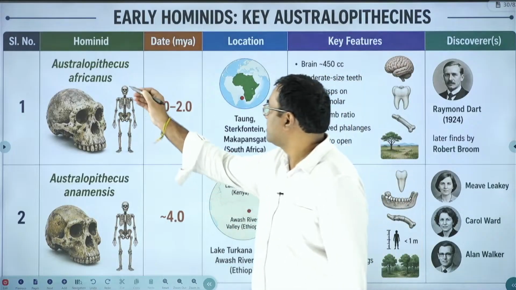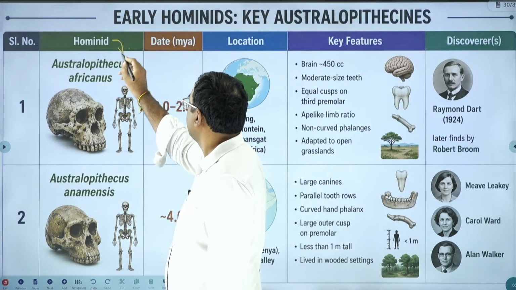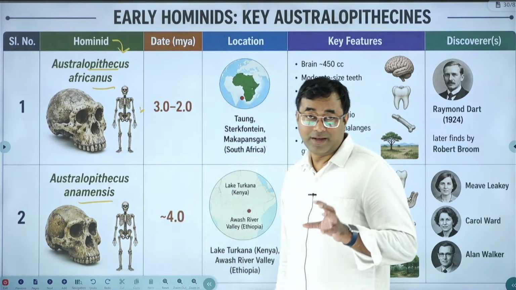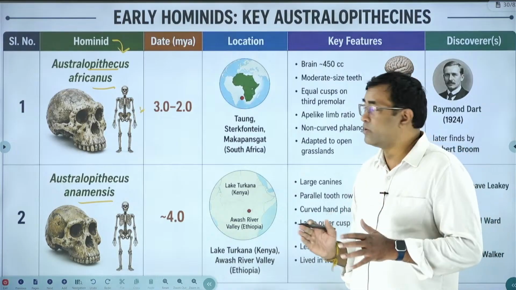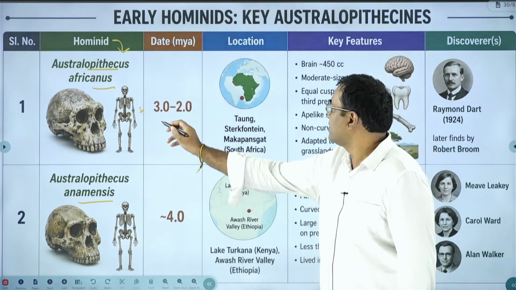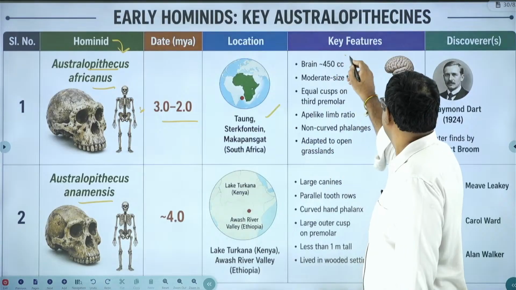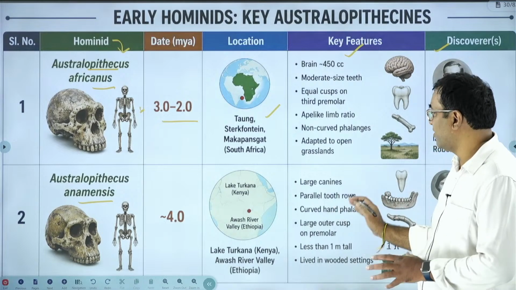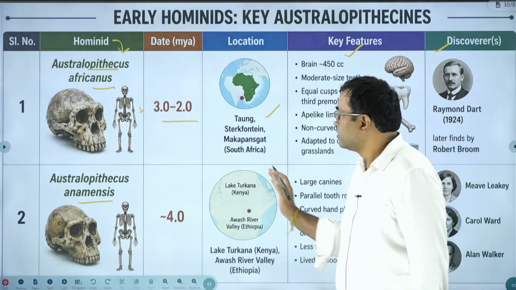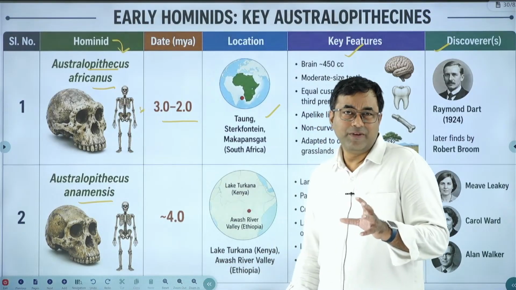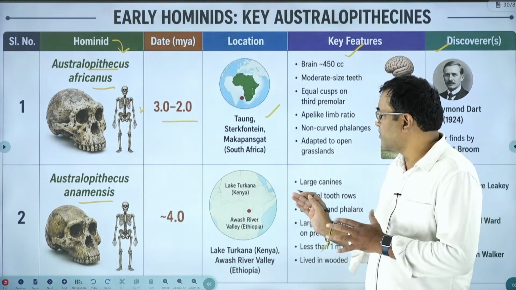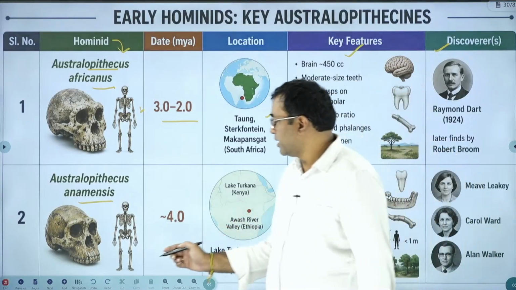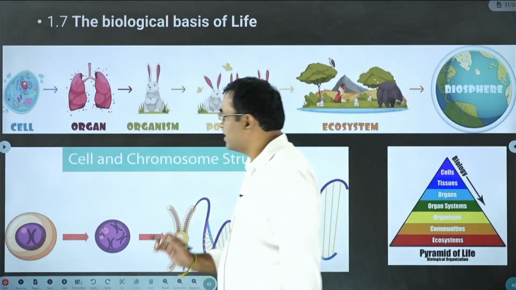For example, you can see a hominid species belonging to Australopithecus afarensis or anamensis. That is the name given to the specific fossil, and you can see the time and location, key features, and who is the archaeologist who discovered this particular species. This pictographic representation will give you a much better understanding of the subject, and accordingly you can understand the subject and reproduce it to maximize your score. So, these are some of the points.